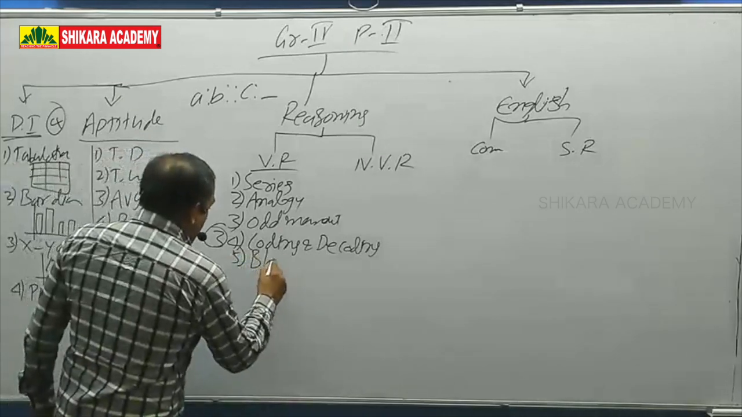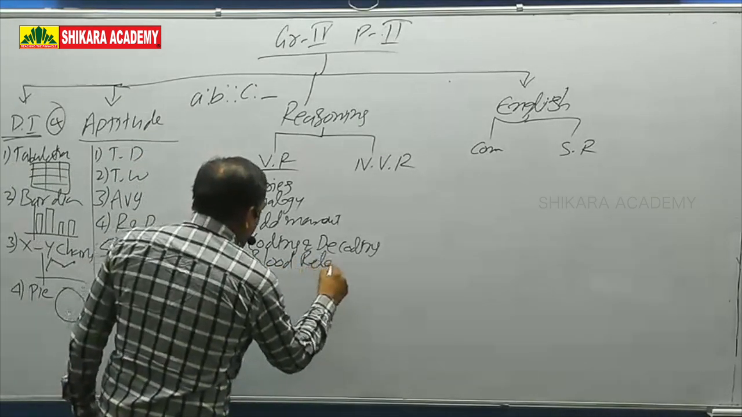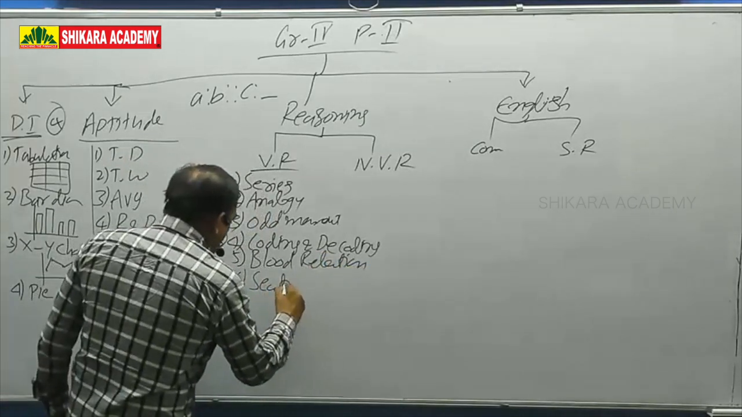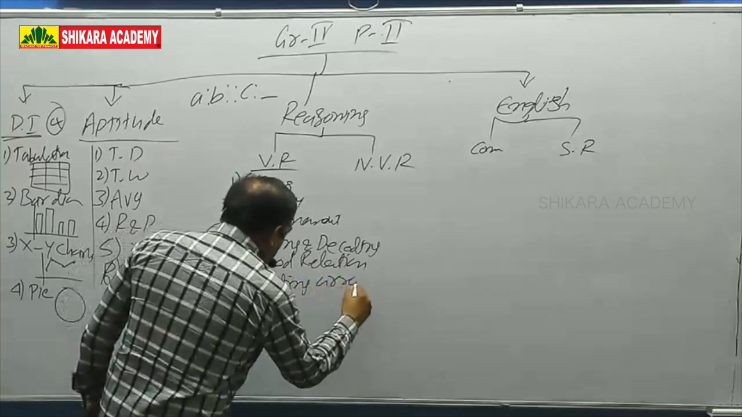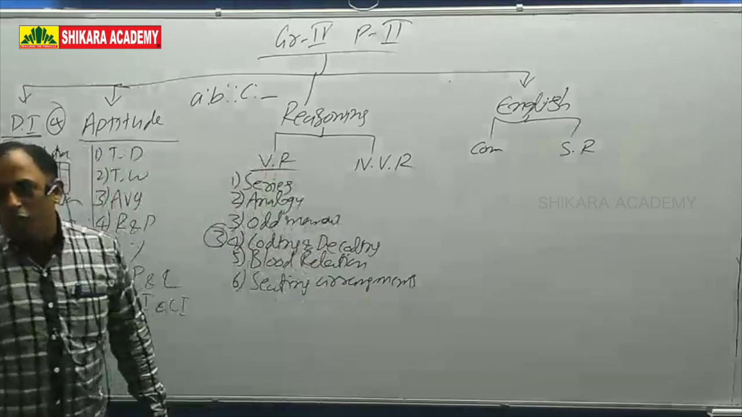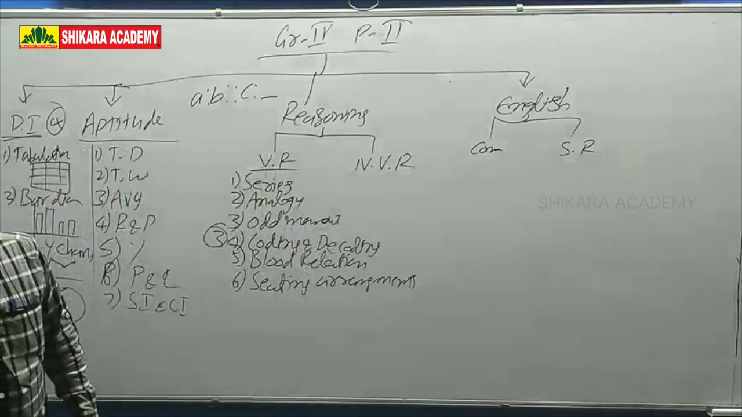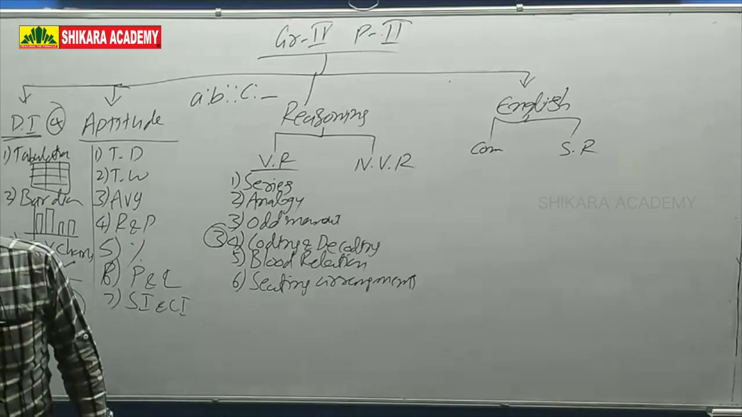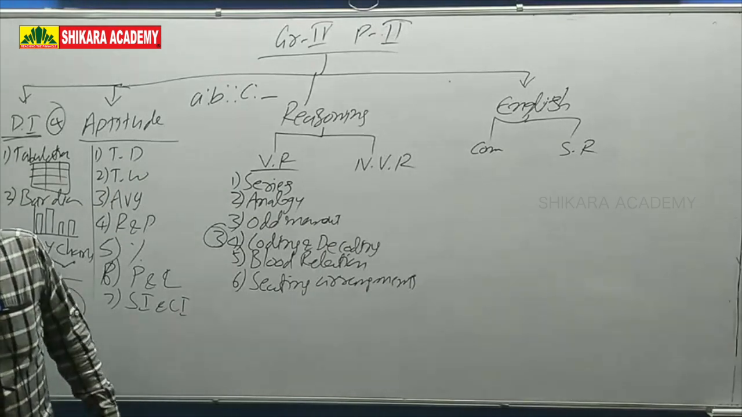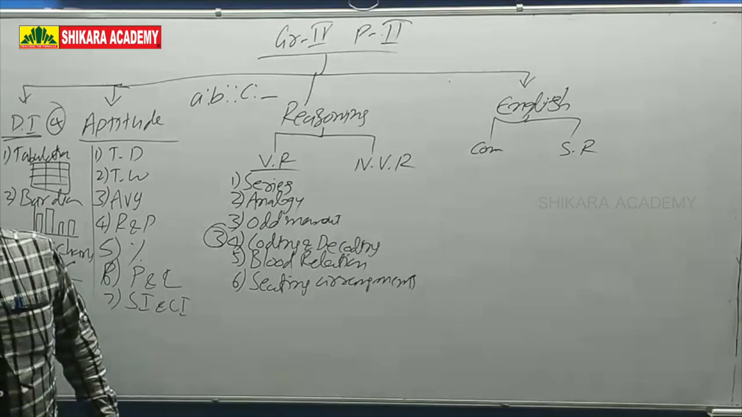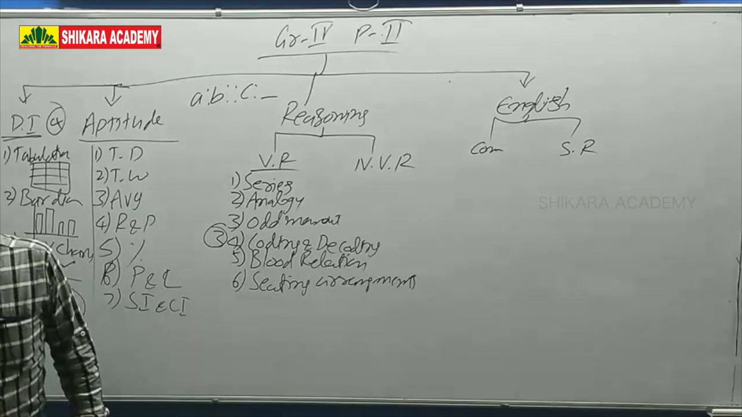Blood relations, you know blood relations. It is a very easy topic. Sitting arrangements. A is facing C. C is sitting second left to D. D is sitting third right to L. Then who are the neighbors of C? Who are the neighbors of L? Who is sitting second right to A? That is sitting arrangements.